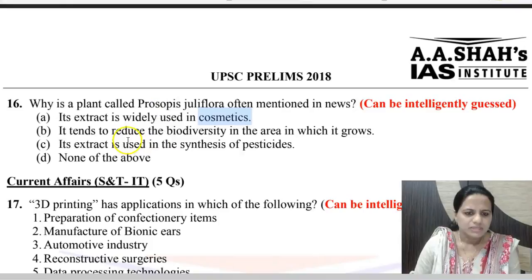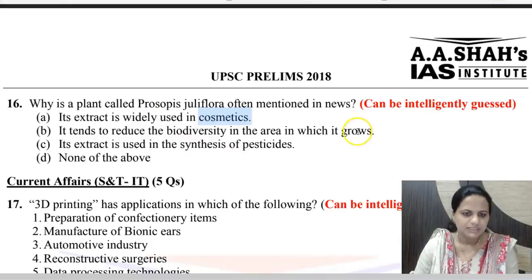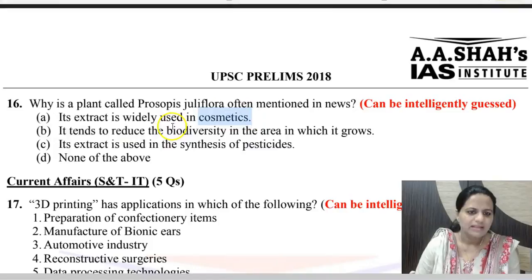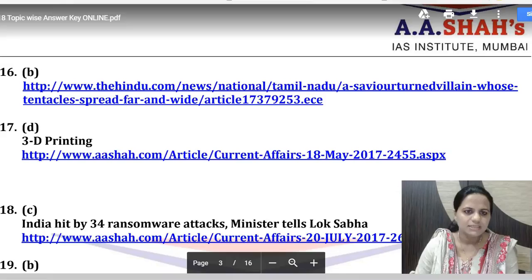Then second, it tends to reduce the biodiversity in the area in which it grows. That is the second option. None of the above is the D option, of course. And C is, its extract is used in the synthesis of pesticides. So these are specific uses which are being spoken of. And the second statement seems the most probable answer. So an intelligent guess can also help you in giving the correct answer here. You can try it. It tends to reduce the biodiversity in the area in which it grows. B is the correct answer. And it has been in the news.